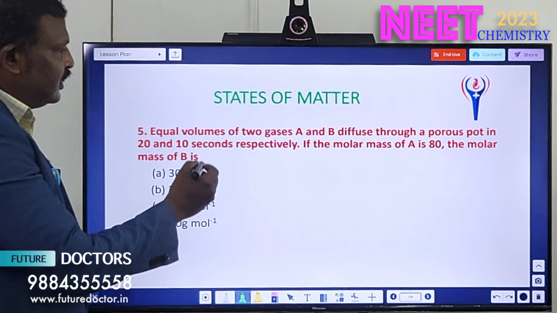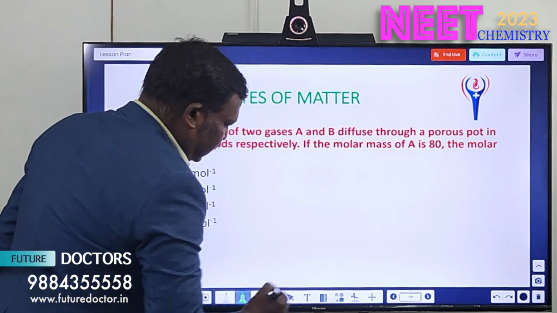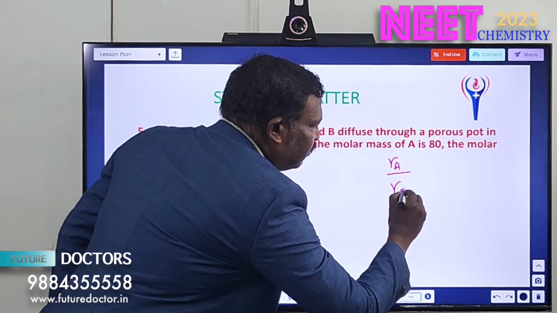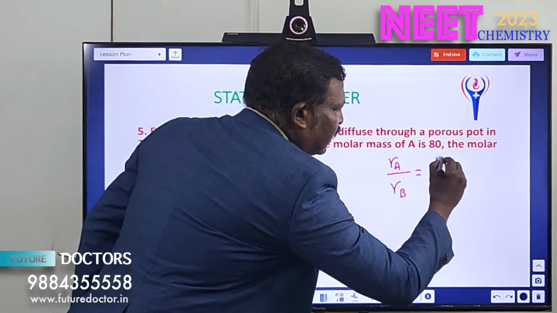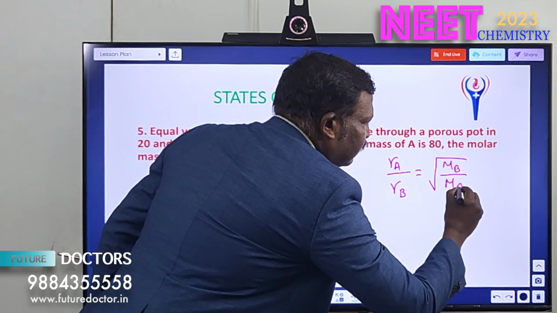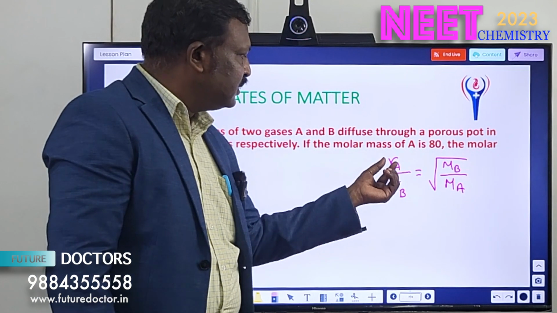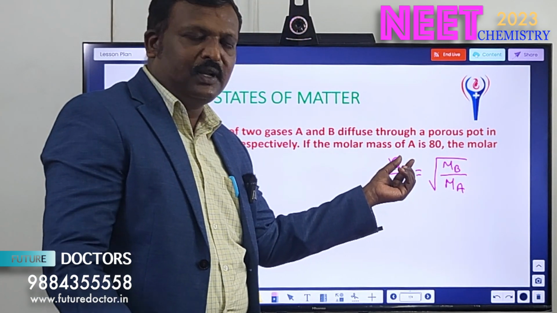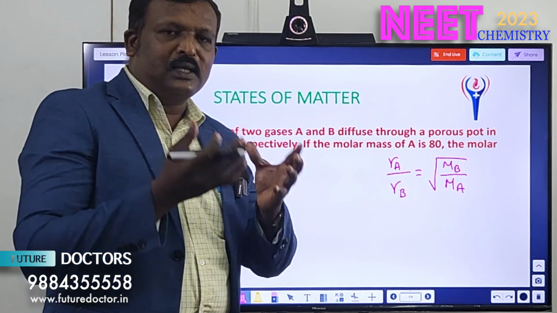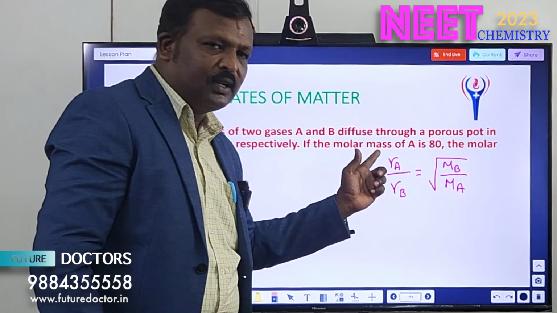So what does Graham's law of diffusion mean? It's a formula. The rate of diffusion of A by the rate of diffusion of B is equal to the square root of the molar mass of B by the molar mass of A. That's the formula. Why is it opposite? As the molecular size increases, the rate of movement decreases. If the molecules are very big, they cannot move very fast. So as molecular size increases, the rate of diffusion decreases. Then only it is inversely proportional. Are you following?